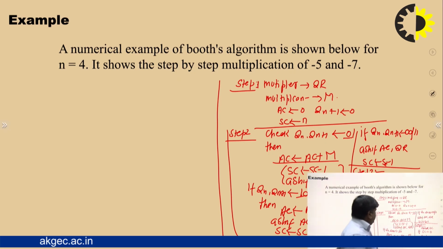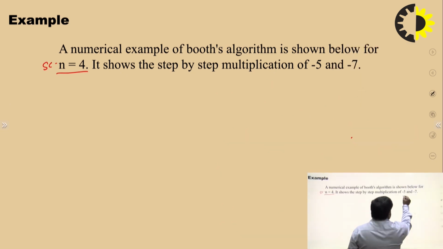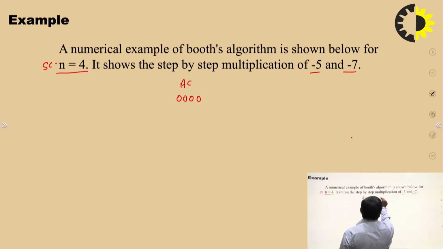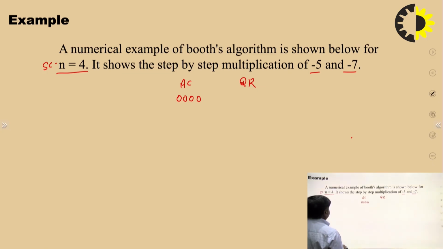Okay, now we take a very simple example to understand both algorithms, -5 and -7. The first one is M, the BR, and the second one is QR. In starting, AC should be 0, that is 4 times 0. Now, what is the QR? QR is -7.